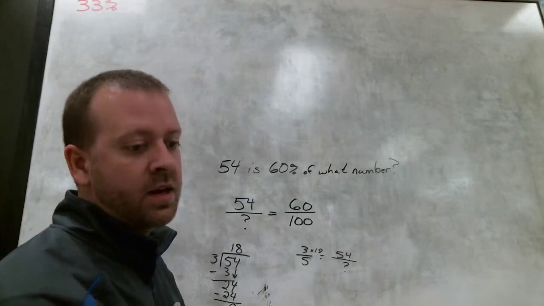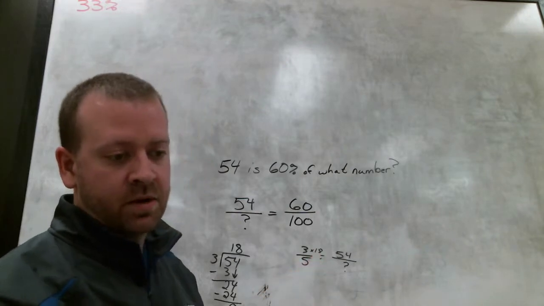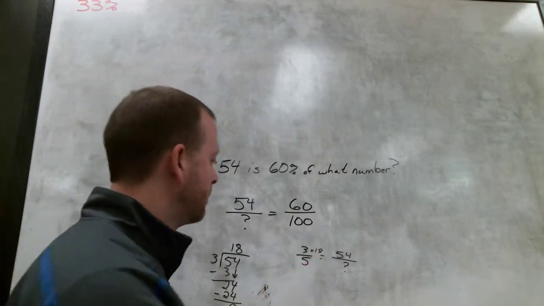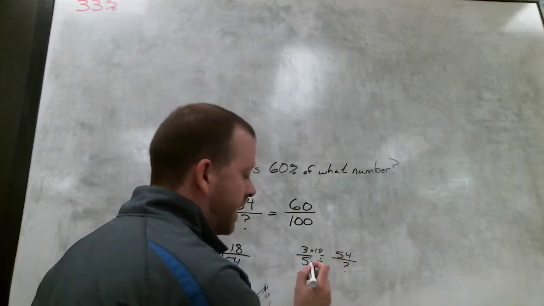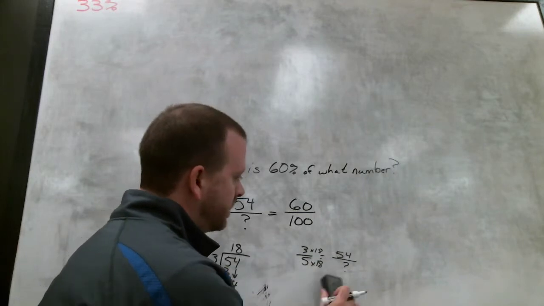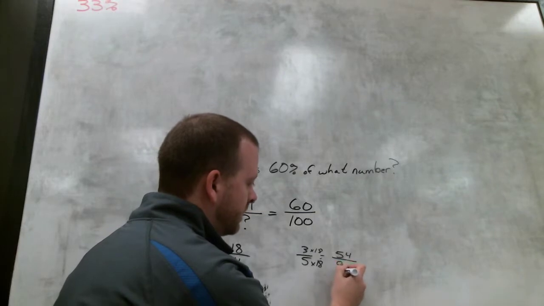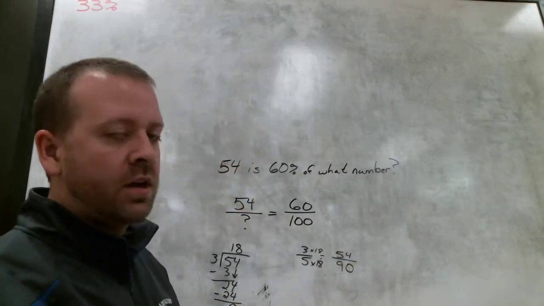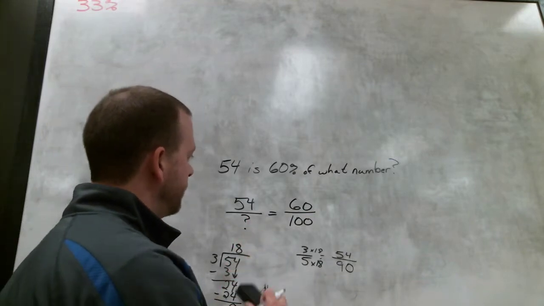All right. Now, this is what we do. Remember, whatever we do to the top number, we have to do to the bottom number. Since I multiplied this by 18, I have to multiply the bottom by 18. 18 times 5 is going to give me what I'm looking for. So 5 times 18 is 90. Now I've completed my fraction, so now I can replace this with 90.